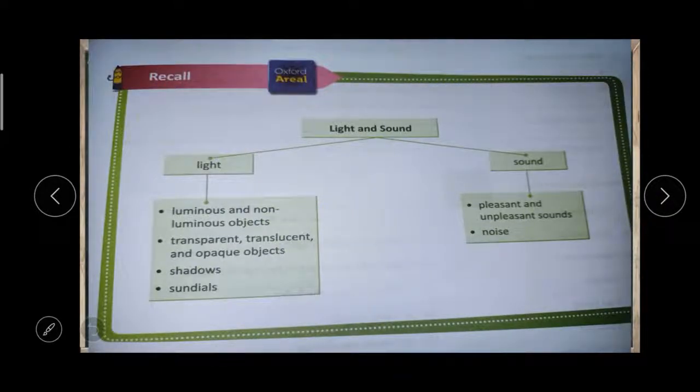So we can recall: light and sound, right? First we learned about light. What are the two kinds of objects? Luminous and non-luminous objects. Then, what are the three kinds? Transparent, translucent, and opaque objects. Then we learned about shadows, and with the process of shadows, sundials are used. Then we learned about sound. What are the two kinds of sounds? Pleasant and unpleasant sound. Then finally we learned about noise, right?